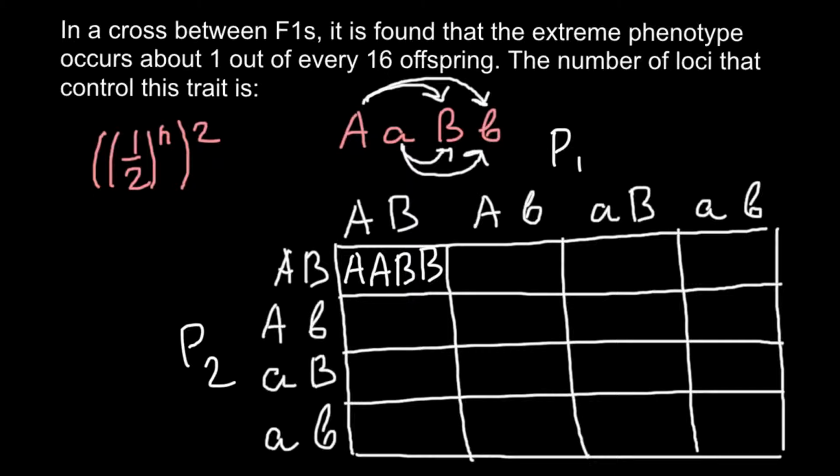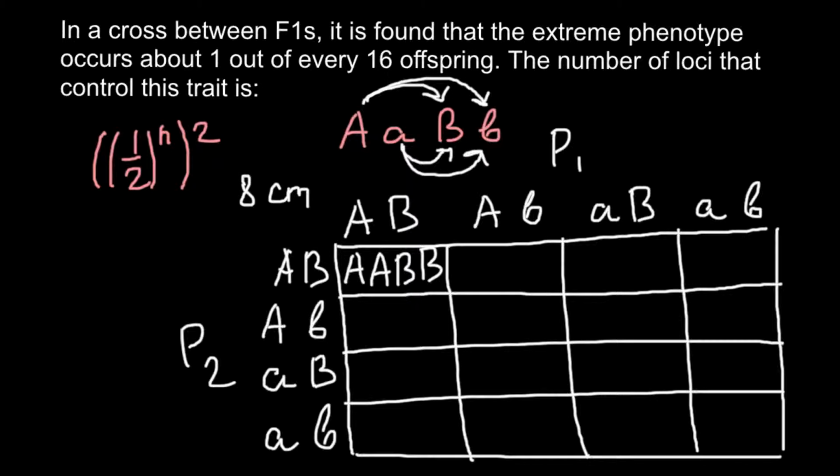So as you see, if a dominant allele would give 2 centimeters, we would have 1, 2, 3, 4 dominant alleles, each would add to the trait 2 centimeters, so this phenotype would give us a plant that is going to be 8 centimeters tall.